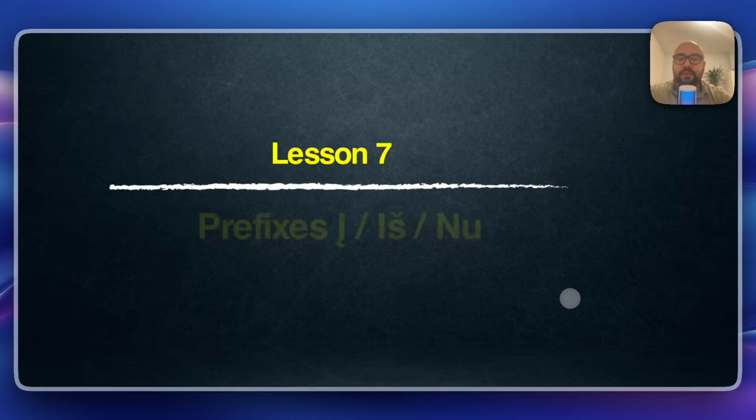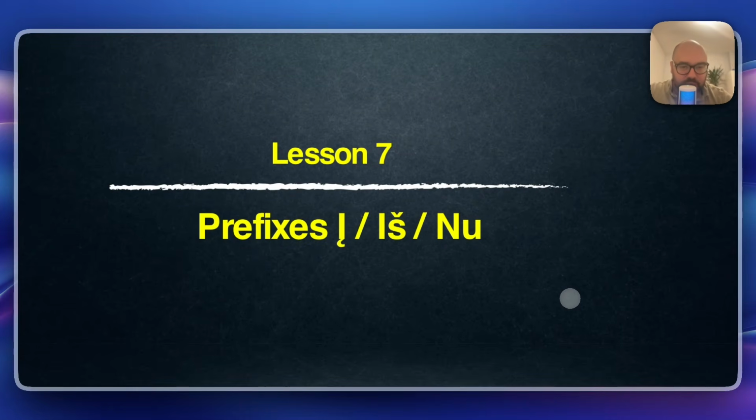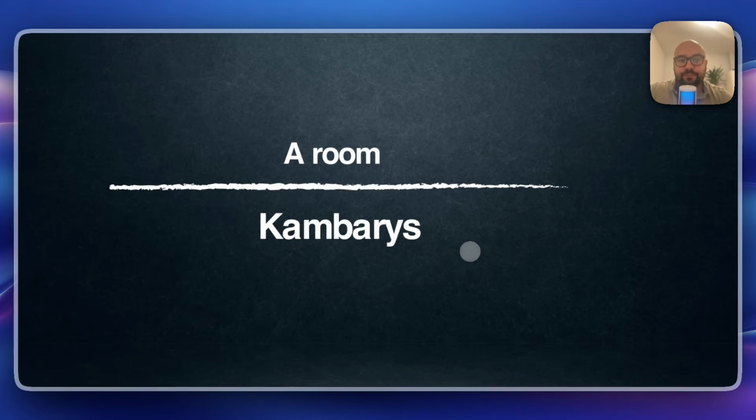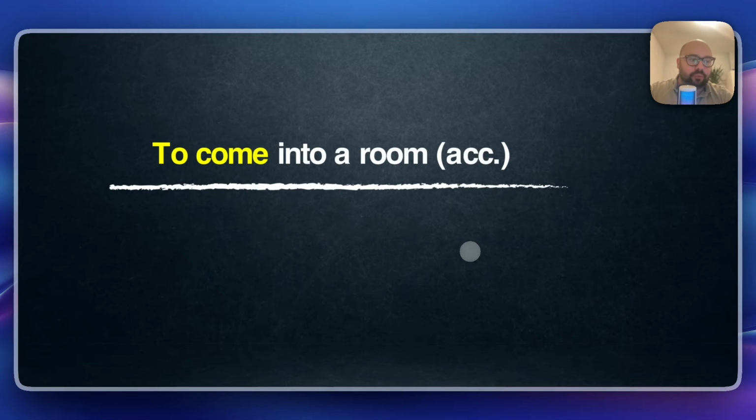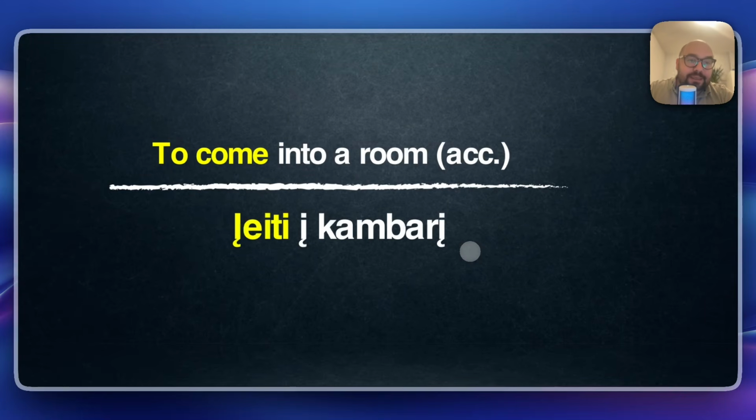Number 7, practice prefixes į, iš, and nu. So a room would be kambarys, right? Kambarys. So to come into a room would be įeiti į kambarį. Įeiti į kambarį would be to come into a room. Okay? We have įeiti į kambarį.